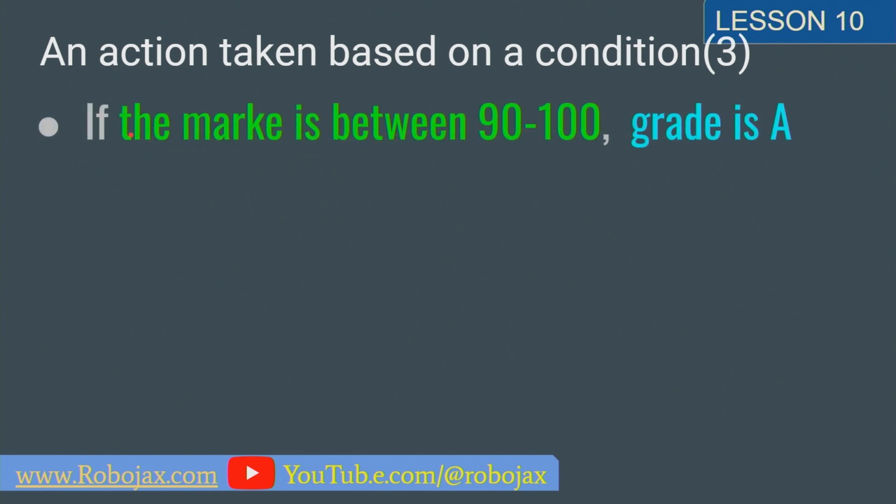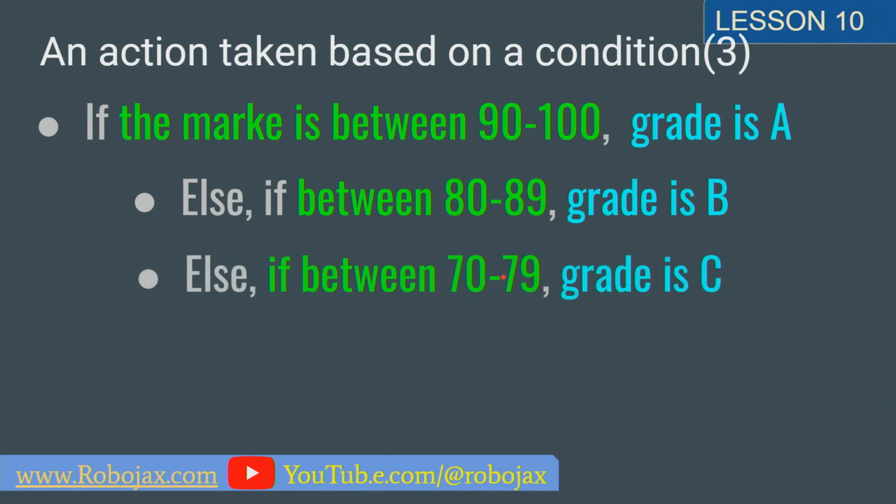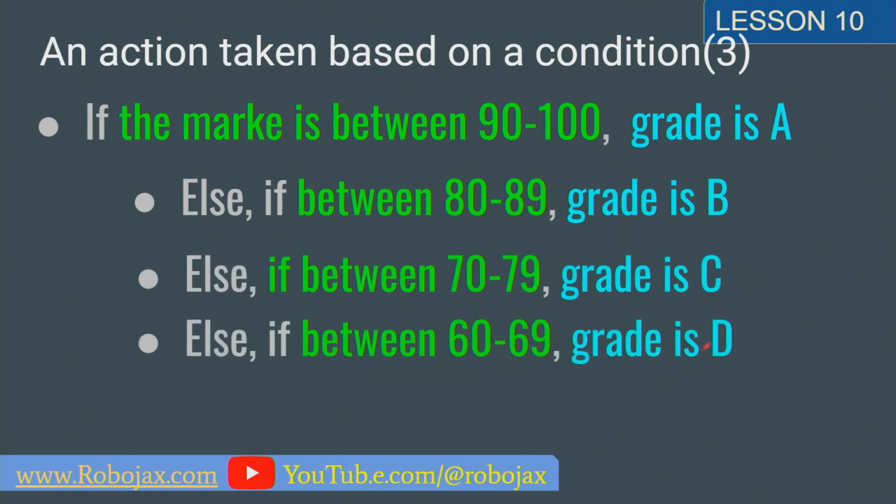And another example is, if the mark is between 90 and 100, the grade is A. So this would be something used in school, for example. Else, if between 80 and 90, that's grade B, and between 70 and 79 is C, and 60 to 69 is D, and else means otherwise. If it doesn't fit between these, then the person has failed, or F.